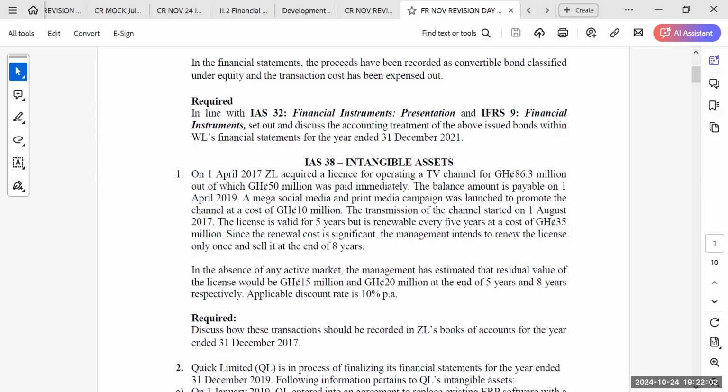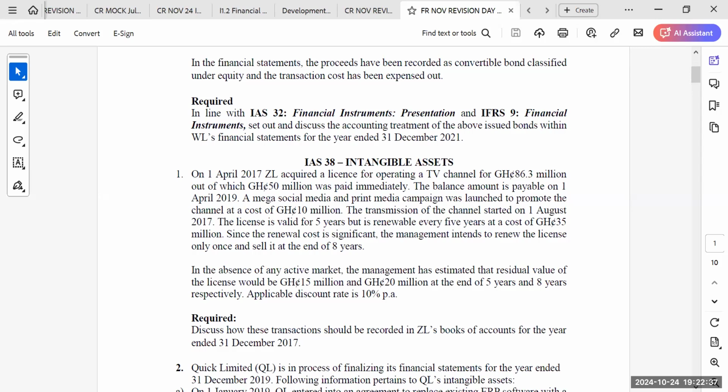Okay, let's come here. A mega social media was this and this. The transmission of the channel started on 1st August 2017. Okay. When was the license obtained? On 1st April 2017. Are they giving us any information that the entity was not able to do this and this, so the license was available or the channel was available for transmission on 1st August? Are they saying something like that?